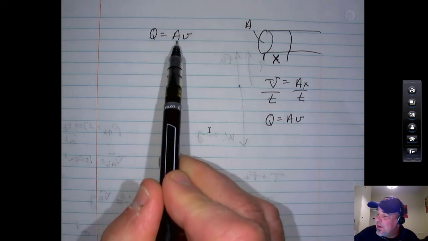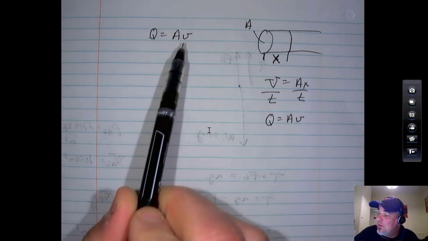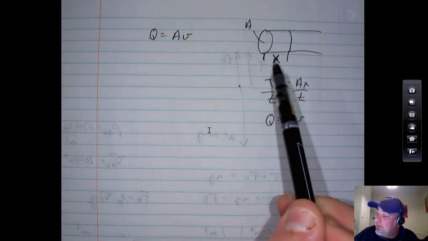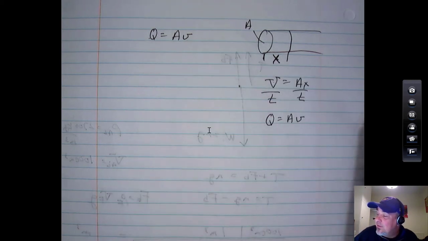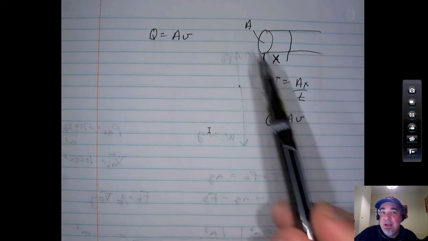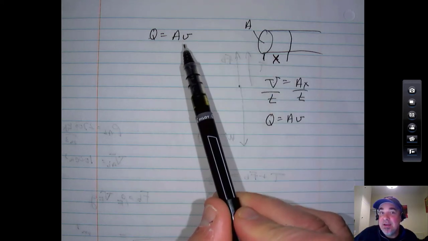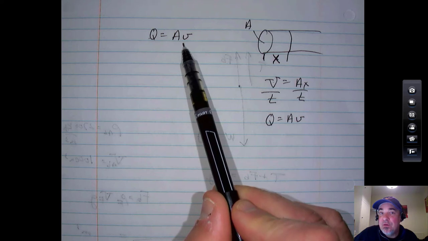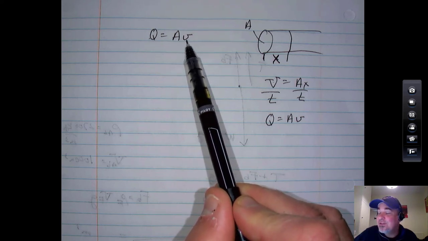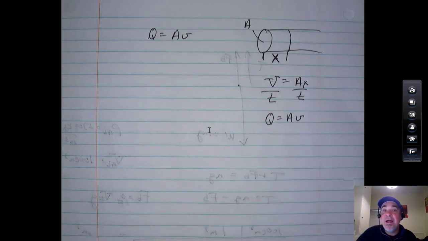So if you're wondering why volume flow rate is area times velocity, you have to think of the velocity as being this distance, and then divide the whole thing by time. The part that's changing is the x part. So we could identify x over t as the velocity. So this is why this is little v for velocity. This is big V for volume. It can be confusing, so you have to keep track of those things.